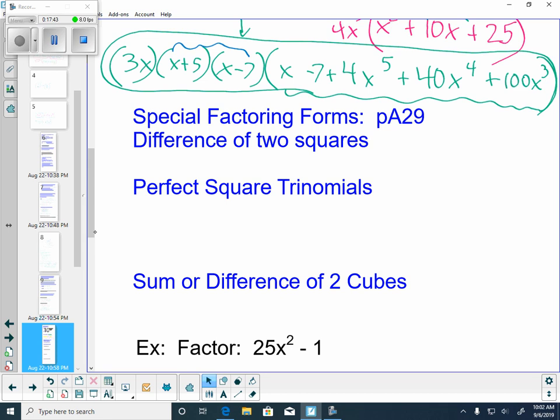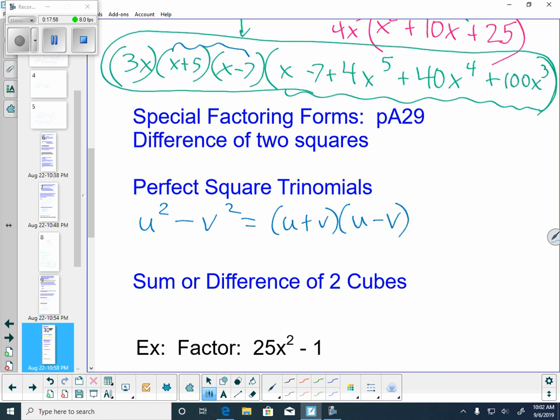So there is a formula: if you have a perfect square minus a perfect square, that can be factored into u plus v times u minus v. And we did that for x squared minus 9, right? We factored that into x plus 3 times x minus 3. Could we factor something like x squared plus 9? Can that be factored?